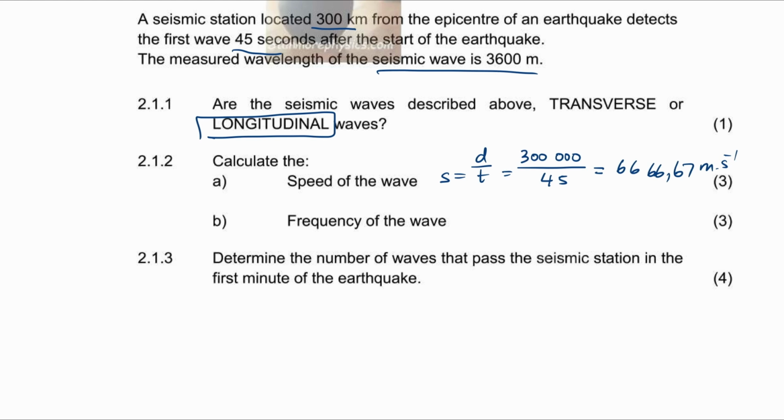Question 2.1.2b. Calculate the frequency of the wave. We can use the formula v is equal to f times lambda. We know the speed, so 6,666.67 is equal to f multiplied by the lambda. They tell us the lambda is 3,600, so 3,600. We can solve for f. F is equal to 1.85 hertz.